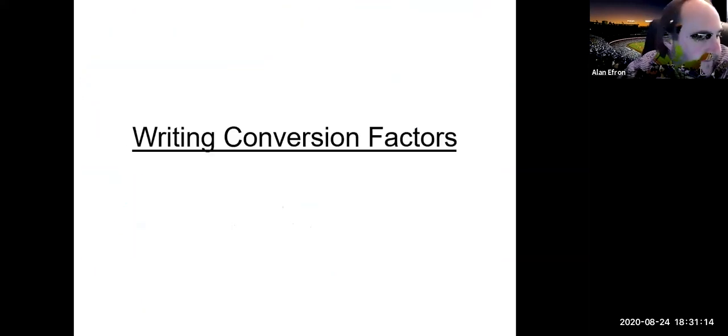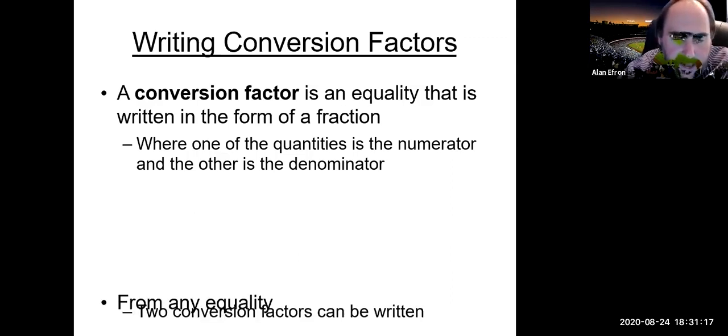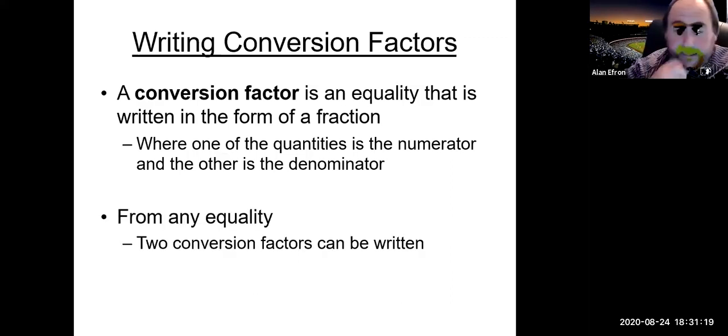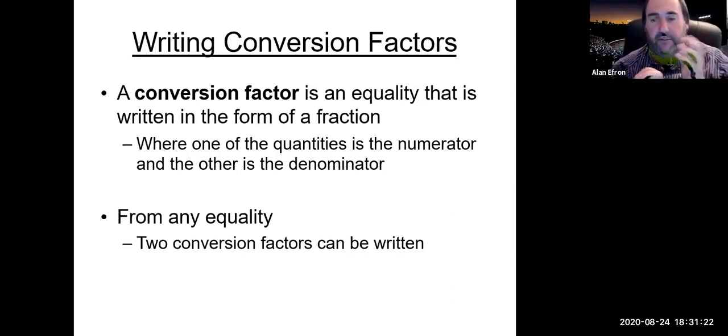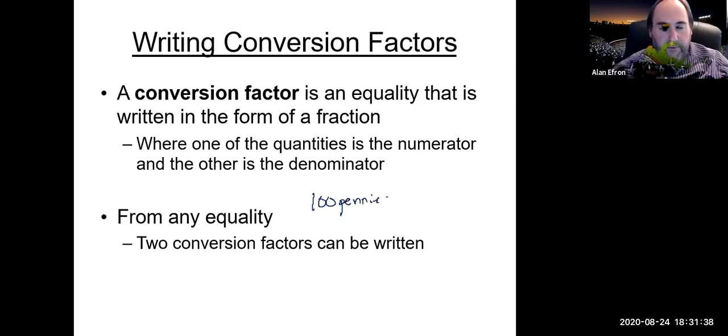So we're going to talk about conversion factors and writing conversion factors. And conversion factors are really just fractions. So there's a denominator and a numerator, and they're basically made from an equality. So from any equality, for example, like if you had 100 pennies equals $1, that is what is known as an equality. They're basically 2 different units, but they represent the same amount of something. So they're both basically money. They both represent the same amount of money.